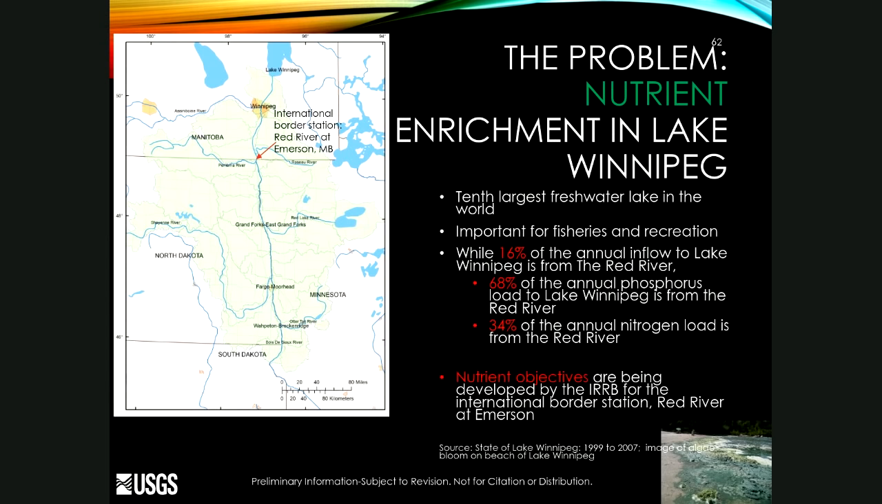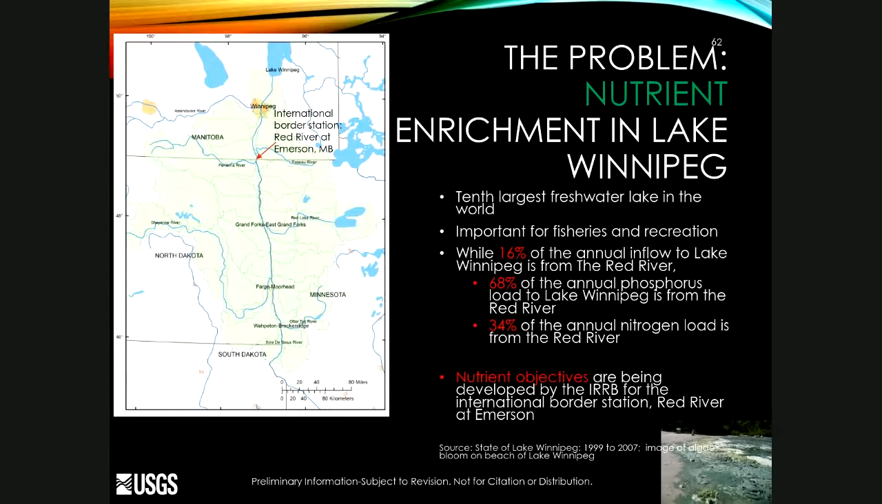So the problem, as most of you are aware, is that there is nutrient enrichment occurring in Lake Winnipeg, and Lake Winnipeg is the 10th largest freshwater lake in the world. It's an important fishery for Canada, as well as a recreational lake for those folks there as well. And the interesting thing is that only 16% of the annual inflow to the lake is coming from the Red River, but nearly 70% of the annual phosphorus load to the lake is from the Red River. And then 34% of the nitrogen load is coming from the Red River.